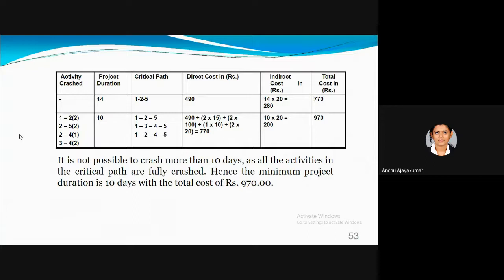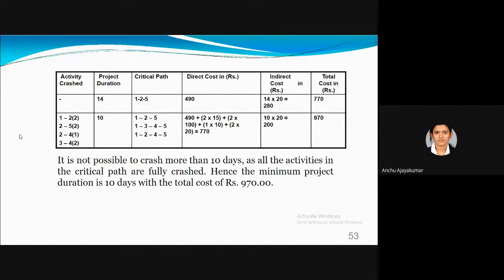When we are moving to 10 days duration, that means we are crashing 1 to 2, 2 to 5 and 2 to 4. With this crashing, we are getting 3 critical paths for a single network. So we are calculating the direct cost, indirect cost, and total cost.